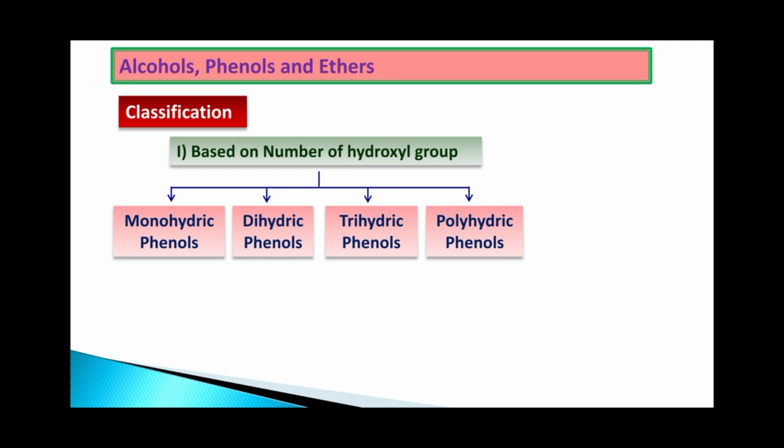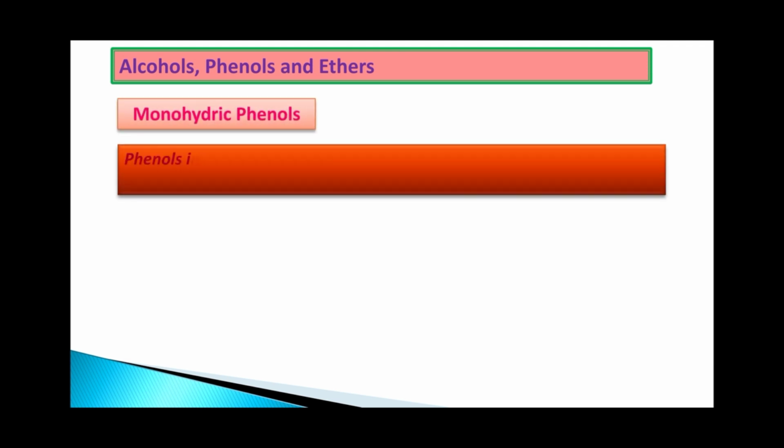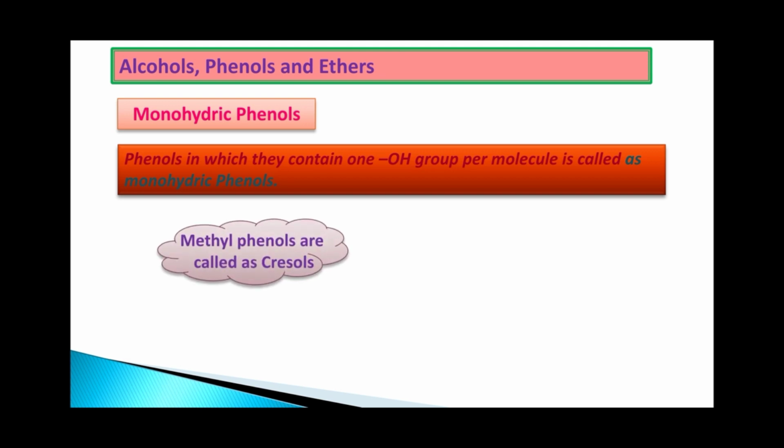First let us start with the monohydric phenols. Monohydric phenols, as the name itself says, contain one hydroxyl group. When there is the presence of one hydroxyl group in the phenol, then it is called a monohydric phenol. Definition: phenols which contain one OH group per molecule are called monohydric phenols. One simple example which you come across in regular life is cresol, they are monohydric phenols only. Let us see some of the examples.